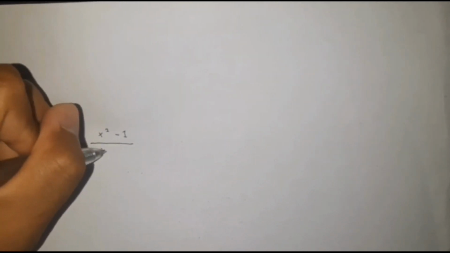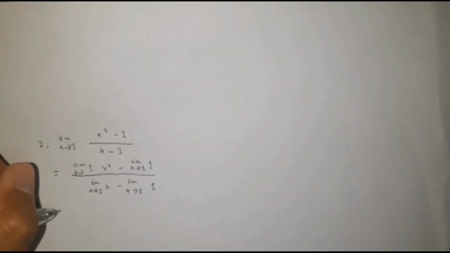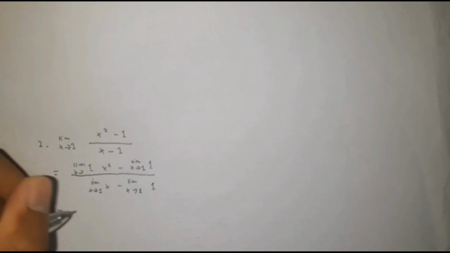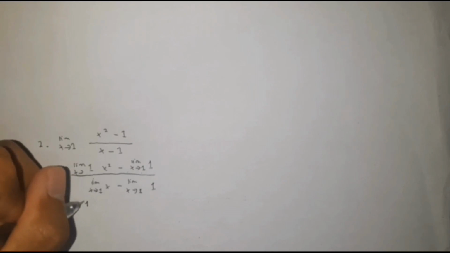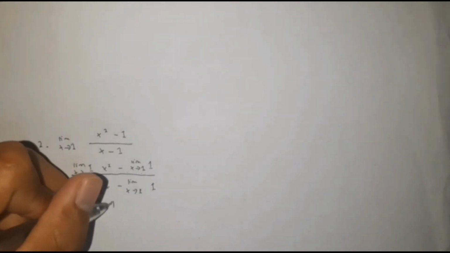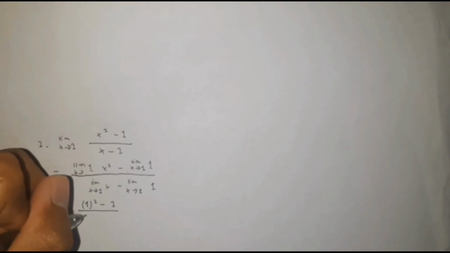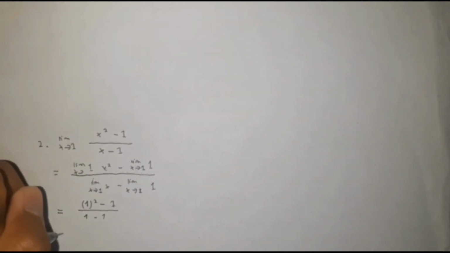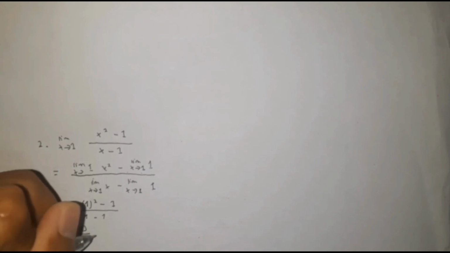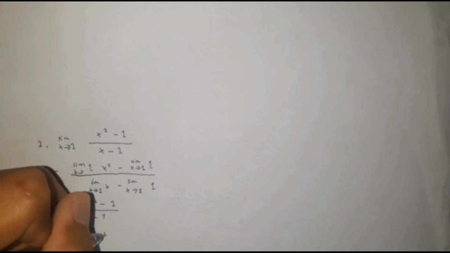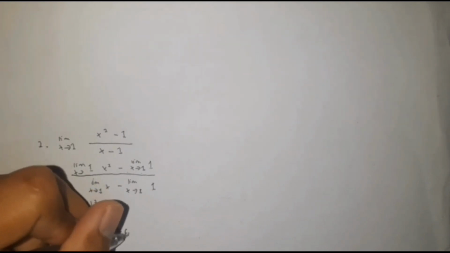For the next example, we're going to find the limit of x squared minus 1 over x minus 1 as x approaches 1. As for what we did in the first example, we'll proceed to substitution method and substitute the value of x to the variables of the equation. 1 squared minus 1 is equal to 0 and 1 minus 1 is also equal to 0, which leads to the answer of 0 over 0, which is also undefined.